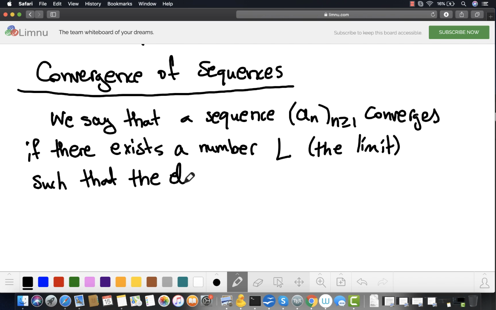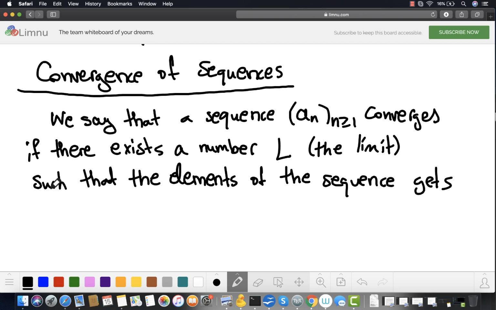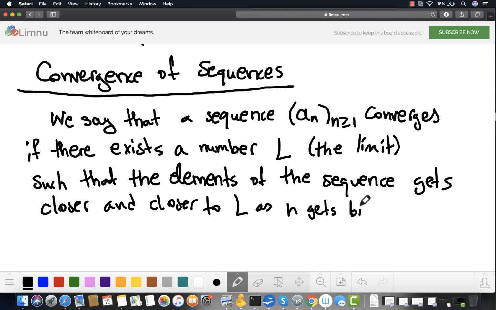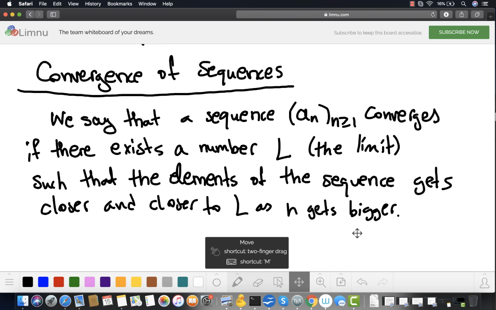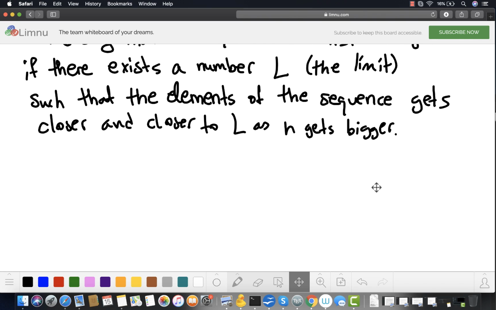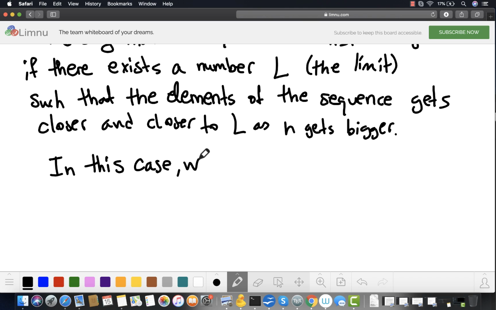The elements of the sequence get closer and closer to L as n gets bigger. But it's not just getting closer and closer. Somehow you need to get arbitrarily close to L. You should be able to get near L as close as possible. And so we write this in the following notation, which should be familiar to you: the limit as n goes to infinity of a sub n is equal to L.